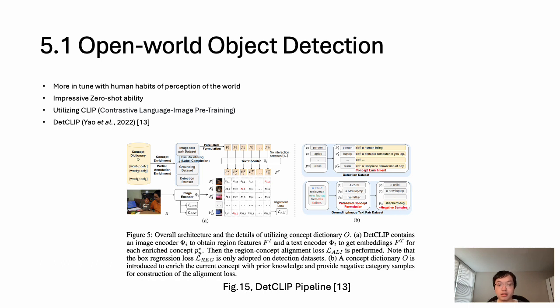In figure 15, there is a general pipeline of Detic, which utilizes CLIP, contrastive language-image pre-training, which has a very impressive zero-shot ability. And they calculate the cosine similarity of the object and their text embedding.